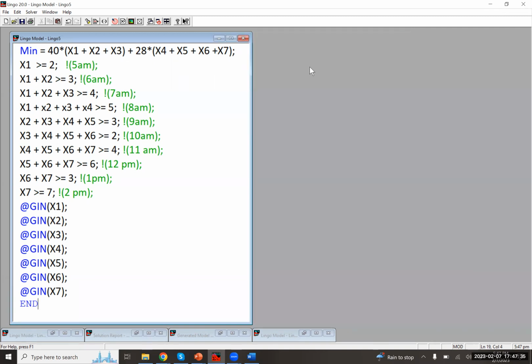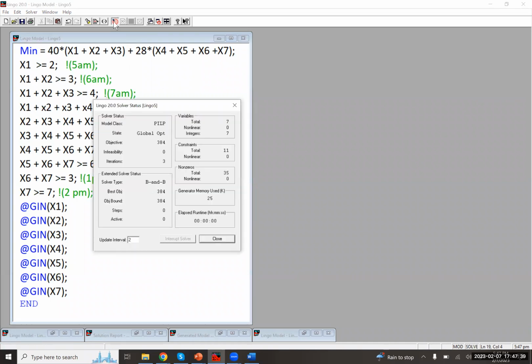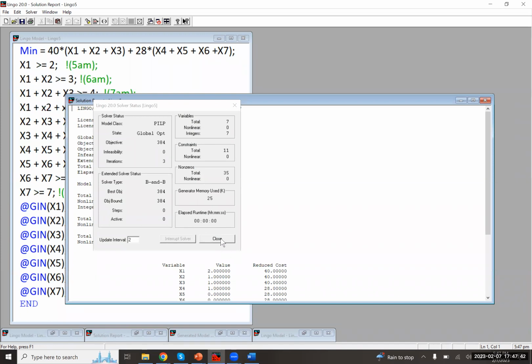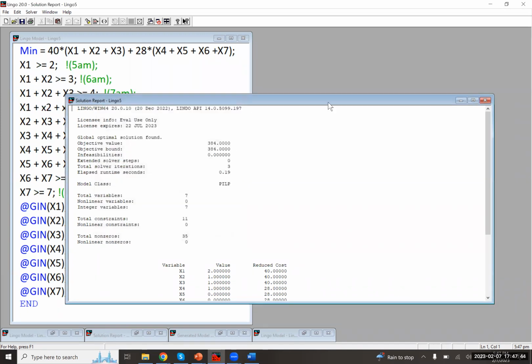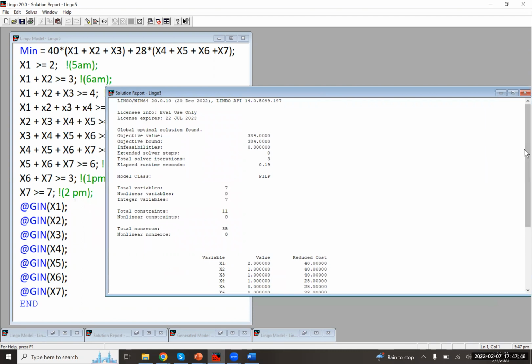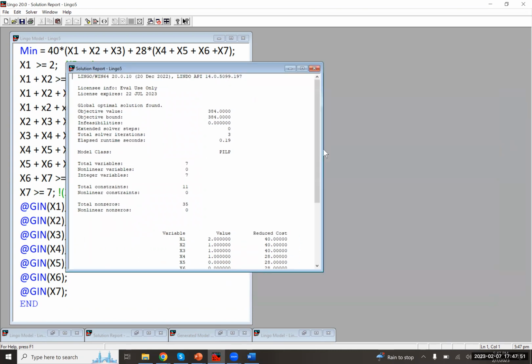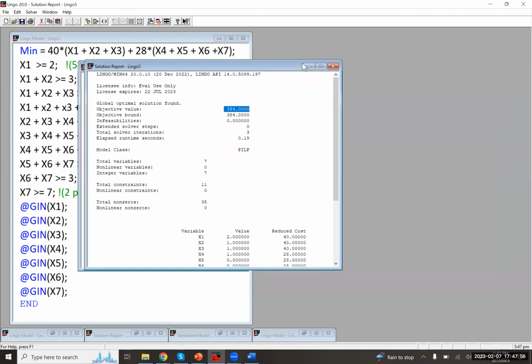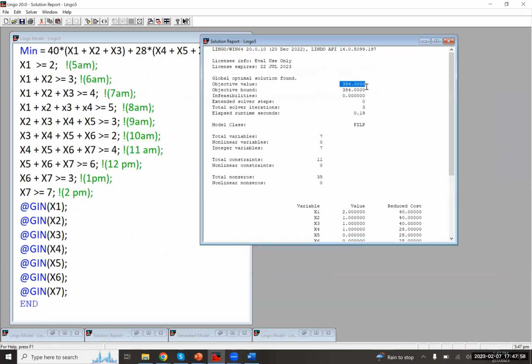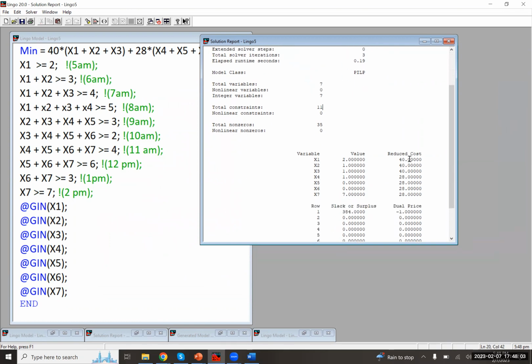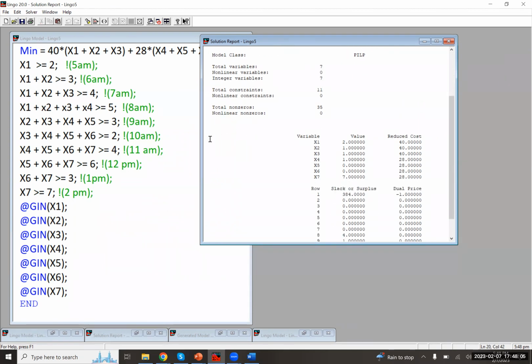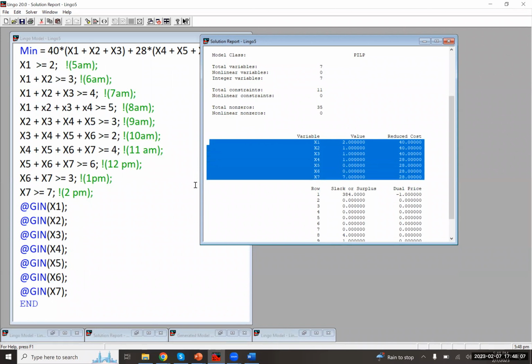Okay, now we are ready to run it. So I'm just pressing this button, and then right away we got the optimal solution. Nice, right? So this is our optimal objective function value. This is how much Auntie's Kitchen will pay. And then this is their recommended staffing plan.